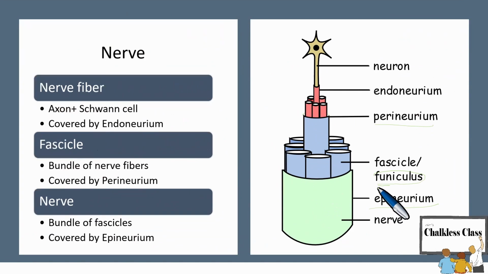Nerves are also of different types: sensory nerves, motor nerves, and mixed nerves. The sensory nerves take the information from organ to the brain, and motor nerves conduct the impulse from brain to organ. Mixed nerves do both the functions.